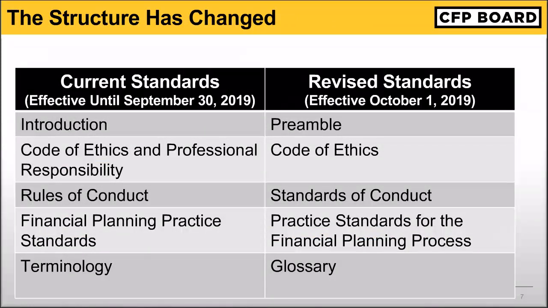Let's talk a little bit about the structure. So the structure has changed. The most significant element of this is that 4 documents have been consolidated into one. This organization just makes the code and standards more accessible. The code and standards that's been revised retains a lot of the same information, yet it's shorter in length, which makes it more user-friendly for those who are trying to access the information. As you can see with this chart, the current standards and the revised standards.